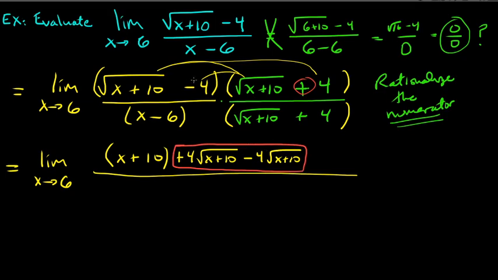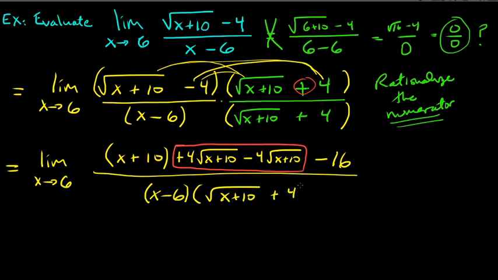Oh, don't forget the last two terms. The negative 4 times the positive 4 is negative 16. So we still have that. What about the denominator? The denominator is x minus 6 times the square root of x plus 10 plus 4. If you're wondering, why didn't I multiply this out, right? Why didn't I do FOIL here? Well, we could, but you're missing the point. You don't want to do that for the denominator. You want to leave the denominator alone. Okay? It's the numerator you have to multiply out, right? And we already said that this just adds up to 0.